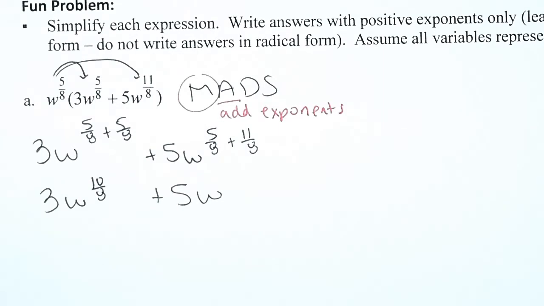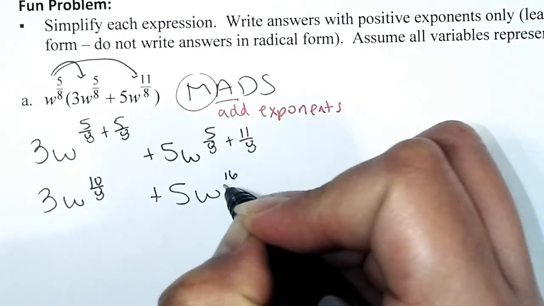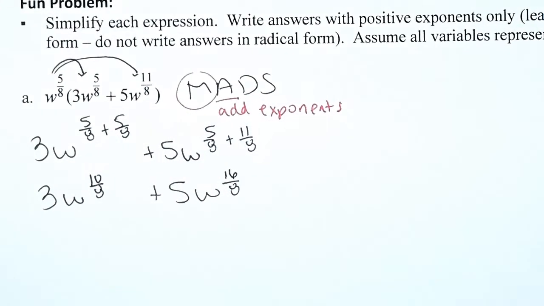So let's go ahead and add. We're going to add the numerators and then write the sum over the common denominator. The sum of 5 and 11 will give us 16, and then we'll write that sum over the common denominator. So that's our answer. But when it comes to fractions, whether it's a straight fraction or a rational exponent, it's implied that we always reduce.